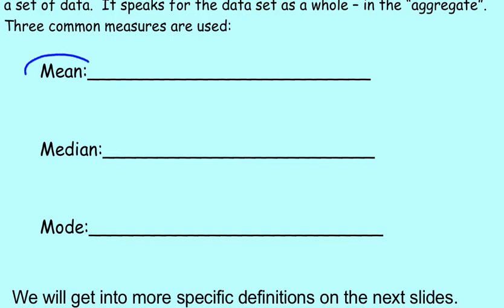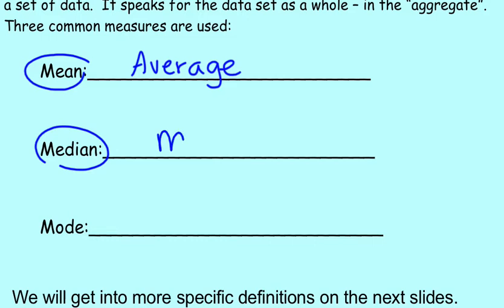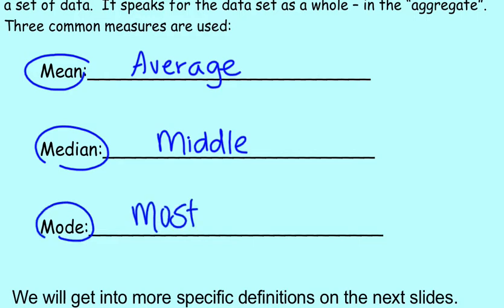If you remember the mean, think about that as your average. Another word for average. The median, another word for that you could think of as your middle term. And then mode, most often. Value that is most often.